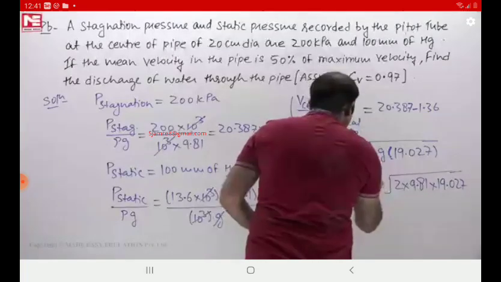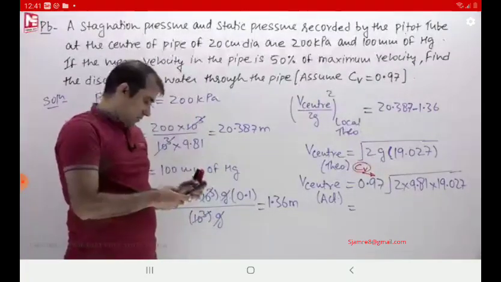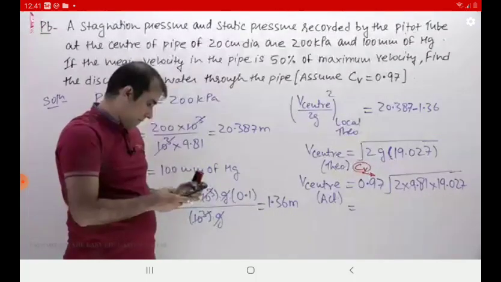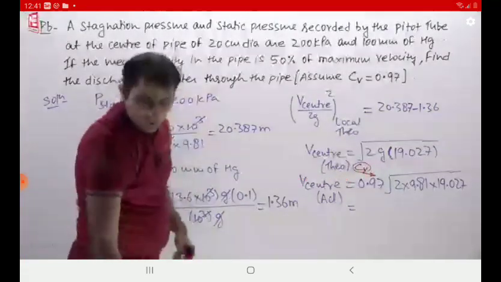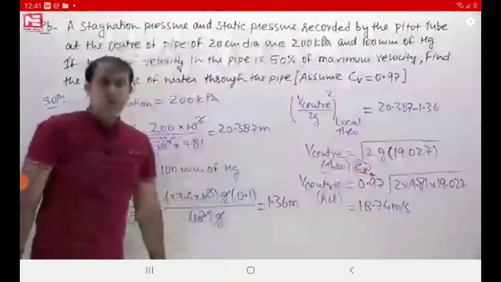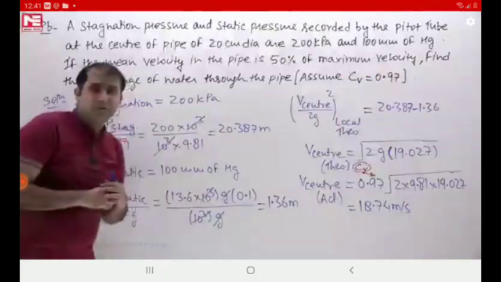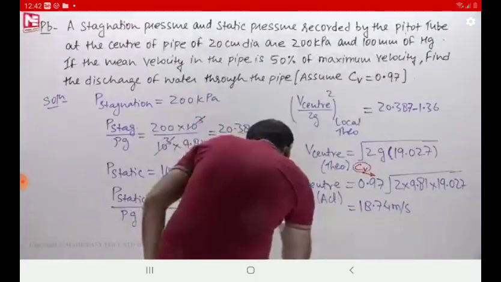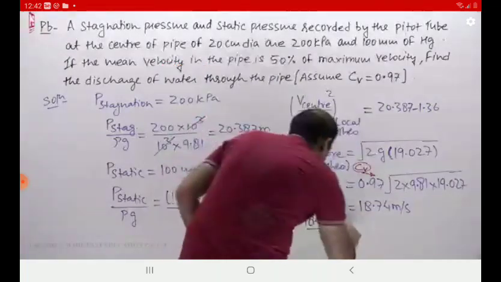ये जो 0.97 दिया ये क्या है, CV है। देखिए साहब क्या है, so value is coming as 18.74, 18.74 मीटर पर सेकेंड। अब क्रॉस चेक कर लो। अच्छा, मीन वेलोसिटी, the mean velocity in the pipeline is 50% of the maximum. So माय डियर, मीन वेलोसिटी अगर आप यहां पर देखेंगे तो this U mean is equal to what, 50% of this, 18.74 divided by 2 meter per second.